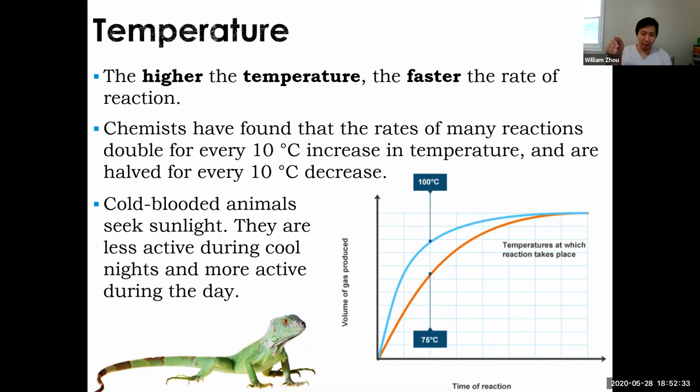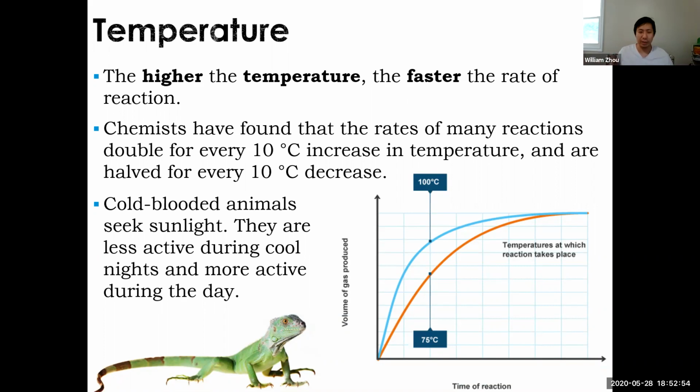And this chart illustrates the effect of temperature. So you have time of reaction on the x-axis, volume of a gas produced. As you can see, there are two curves. In the blue, you have a higher temperature, 100 degrees. And you can see that the volume increases way faster compared to the 75 degrees, right? Because increased temperature increases the rate of reaction.